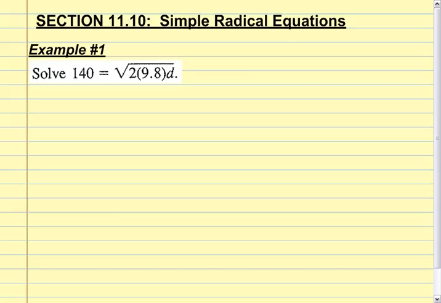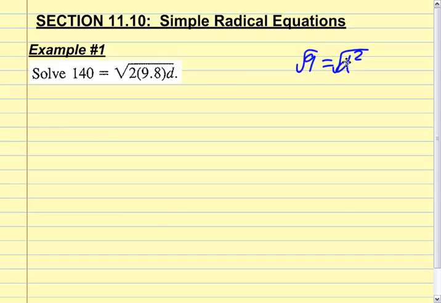Section 11.10, simple radical equations. Now look, the very first thing that I want to talk about earlier is that I can't solve for d squared. I need to get d alone by itself, d to the first. So to solve that, I take the square root of both sides.